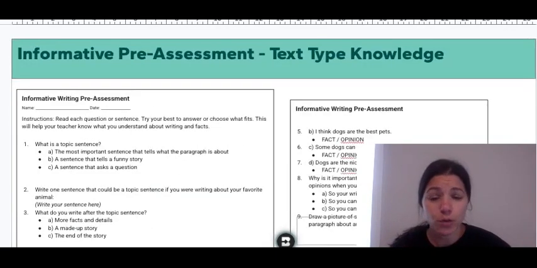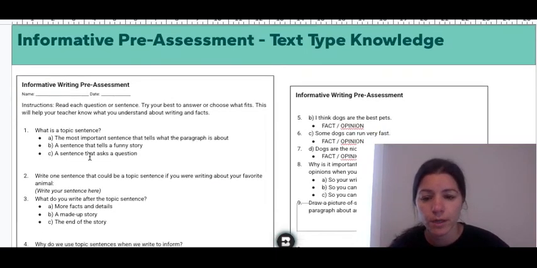And you also want to know what your students know about text type knowledge, right? So maybe you're going to give them an informative and a narrative pre-assessment. What do they know about these genres? So I created this one. This one is a multiple choice one, right?